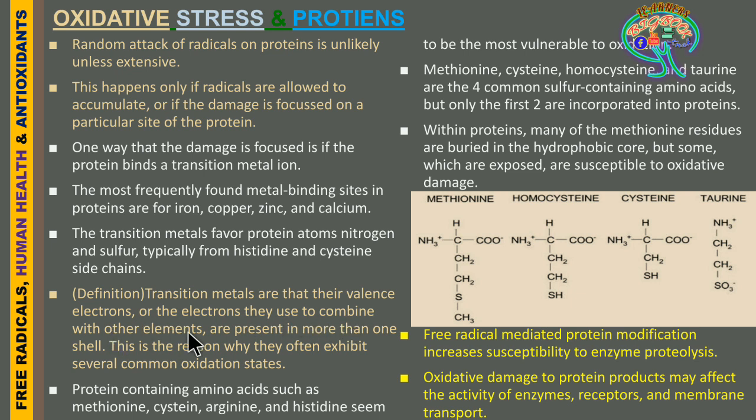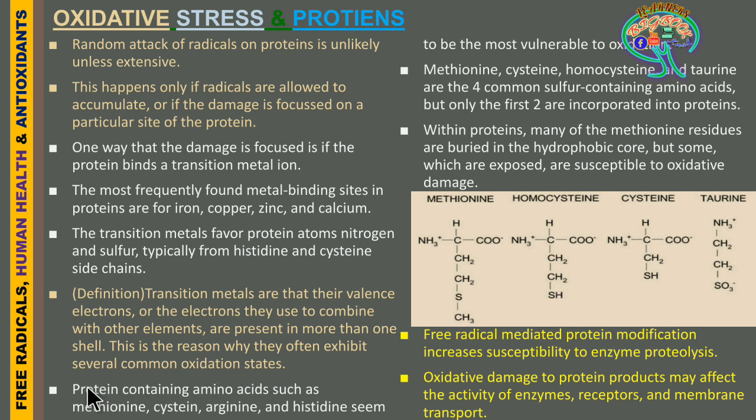So here they are going to have readily reacting valence electrons in their orbits, which are present in more than one shell. This is the reason why they often exhibit several common oxidation states. So these transition metals will react with the nitrogen of the amino acid or the sulfur element of this amino acid. So these transition ions are going to exhibit the common oxidation states.